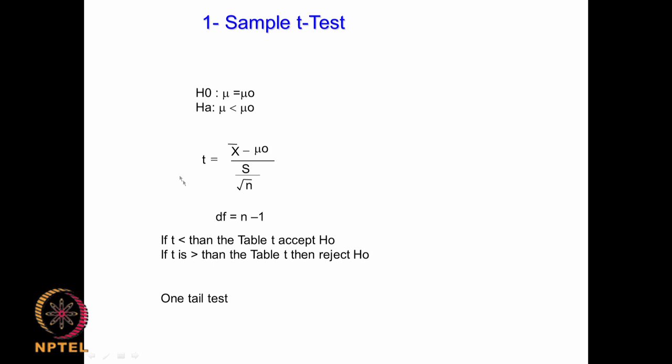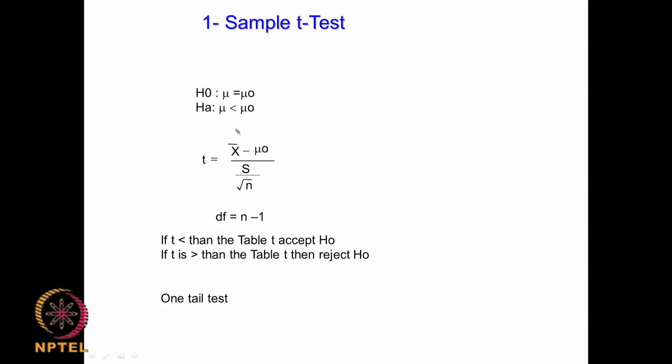So, what do you do? You calculate T. If you remember, we had this equation: mu is equal to x bar plus or minus T into S by square root of n. So, we rearrange that to get this T value: x bar minus mu naught divided by S by square root of n. It has degrees of freedom n minus 1.